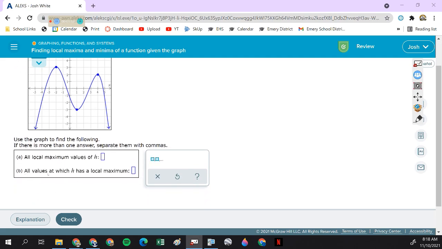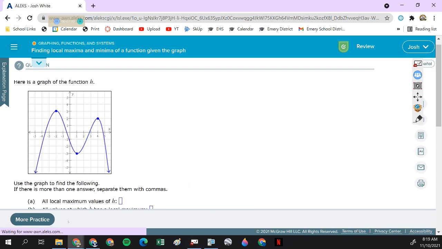And then B is a little bit different. It says all values at which h has a local maximum. That's the x value. So this says what are the highest points, and this says which x values create the highest points. So that would be 4 and -2.